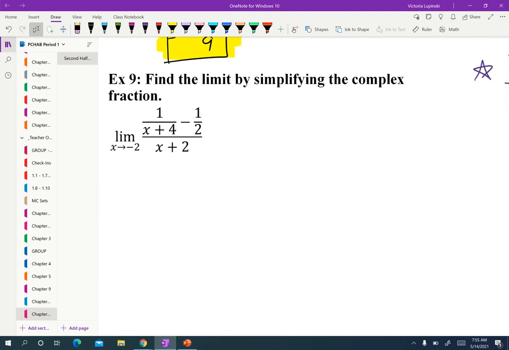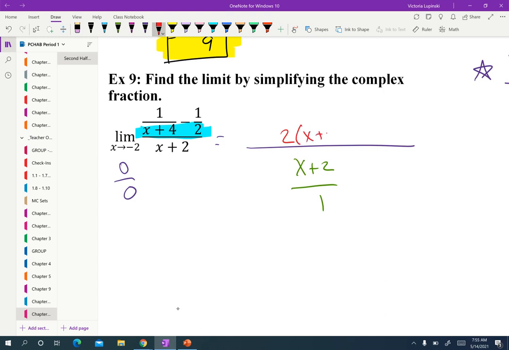So again, you're trying to find the limit by using the complex fraction. If you try to plug negative 2 in, sadly, you are going to get the indeterminate form. So you're going to have to go ahead and find some common denominators. There's my big old fraction bar. And again, the denominator is good to go. If I look at the numerator, I have a 2 and I have an x plus 4. So I'm going to make my common denominator 1 of each.